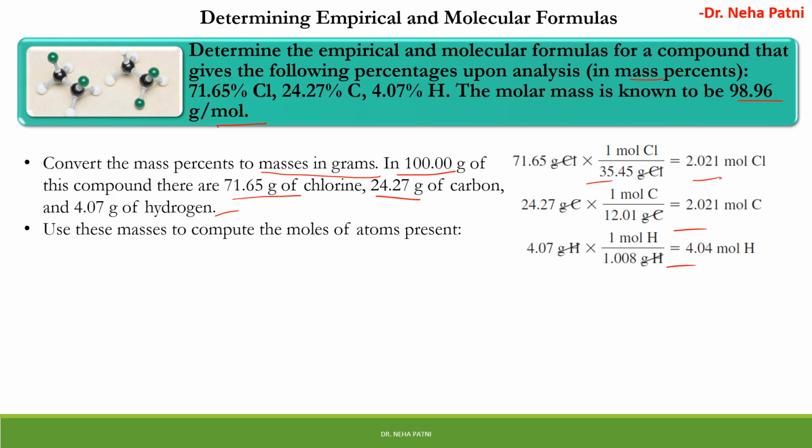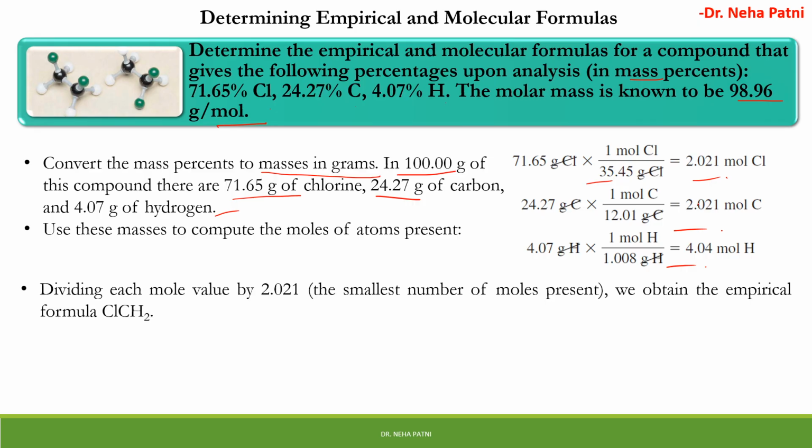Done. So now I have got the moles and I have to find out the simplest whole number ratios between them. If you see this, this and this, they are interrelated. If I divide each mole value by the smallest, I'll get the empirical formula. This is 1, this is 1 and this is 2. So I can say ClCH2. So this is the empirical formula.